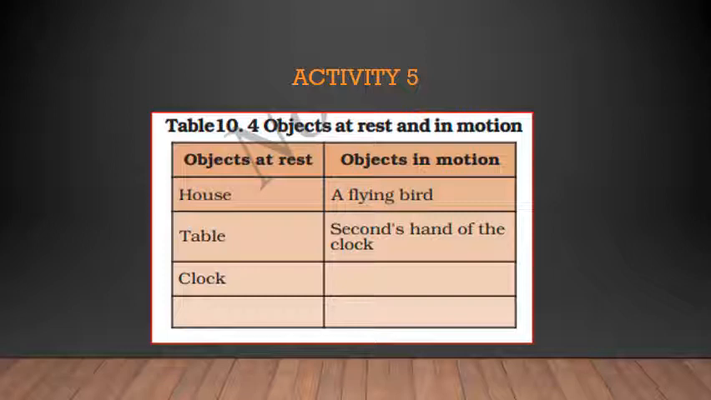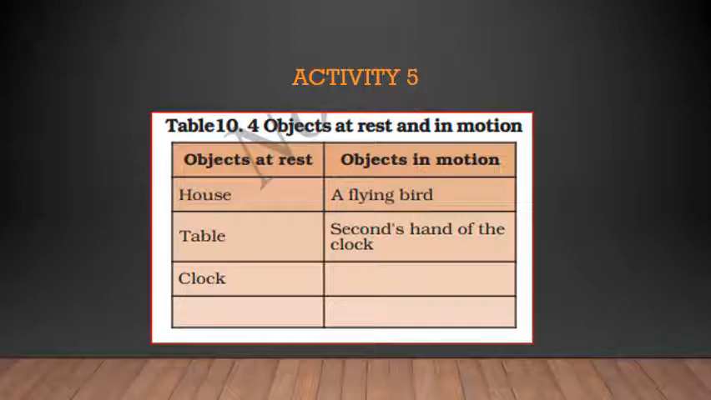Which of these are moving, which are at rest? That is what you have to write in this. Objects which are at rest in the first column, objects which are in motion. This is very easy for you to do, especially because you're at home. So many things will be going on around you, so it will be easier for you to write it down.